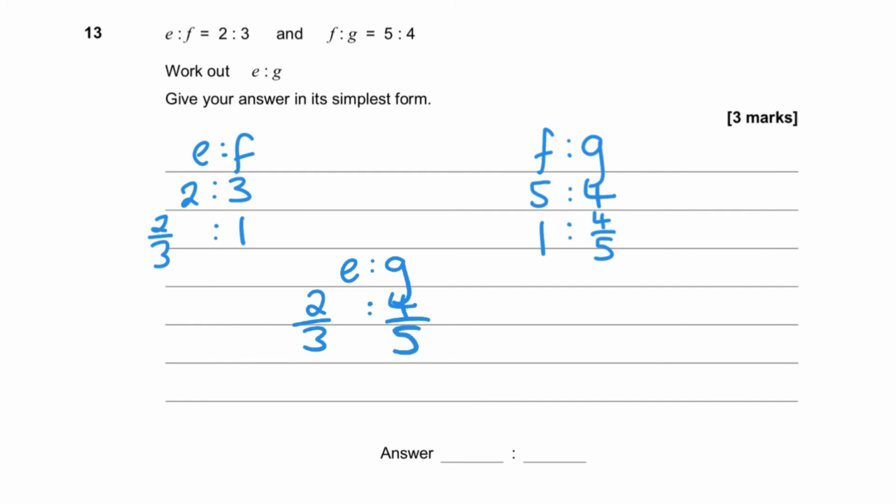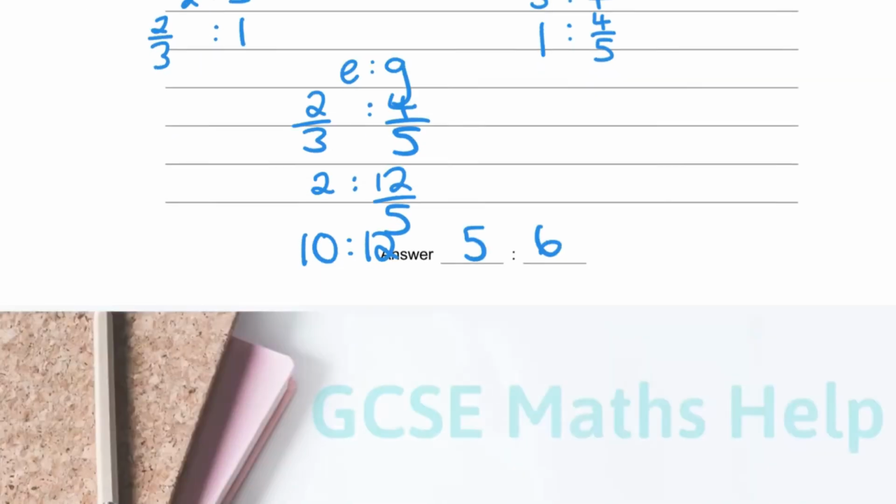So now it says, give your answer in its simplest form. So let's tidy this up a bit. I'm going to times both of them by 3 to give us 2 is equal to 12 over 5. And I'm going to times both of them by 5 to give us 10 to 12. So it says give your answer in its simplest form, so we can divide both of these numbers by 2. So our answer in its simplest form is 5 to 6.